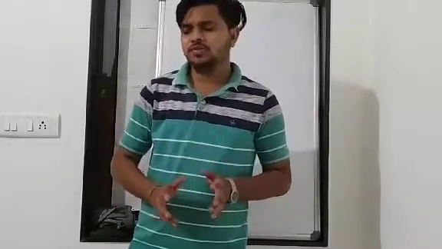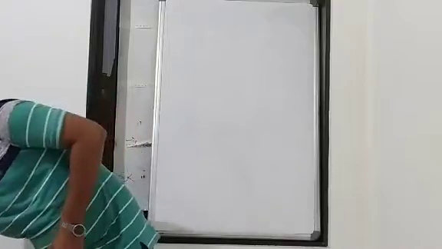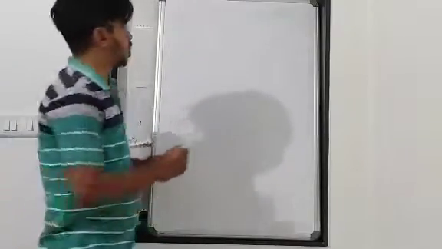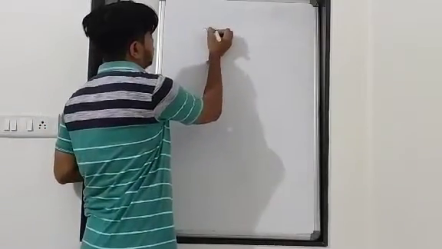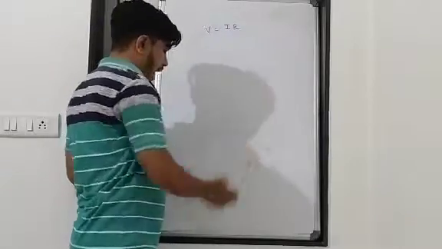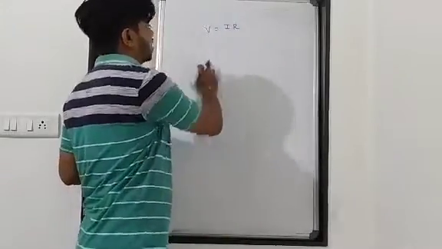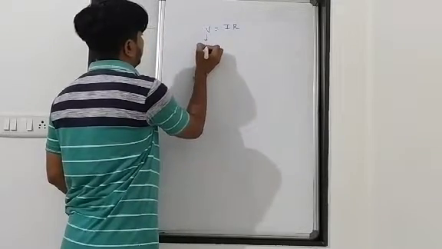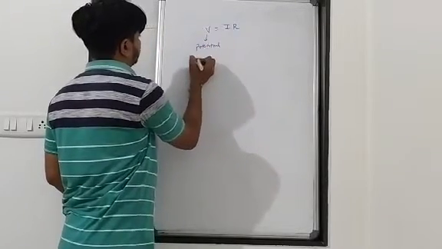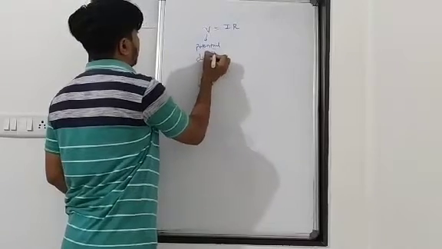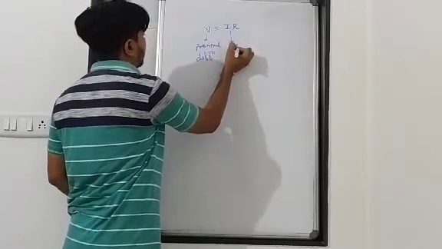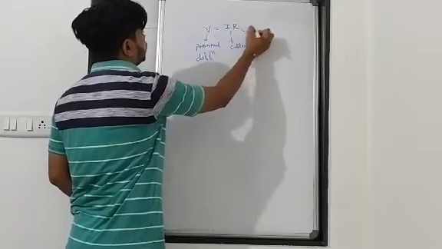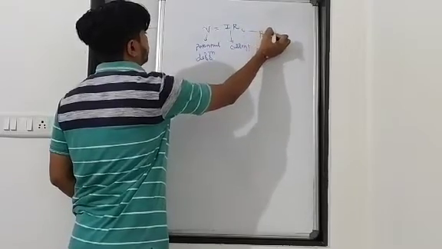And from there, we get an equation. That equation is V is equal to IR. Where V stands for potential difference, while I stands for electric current and R is for resistance.